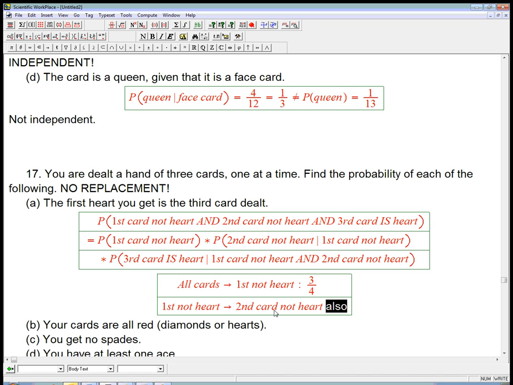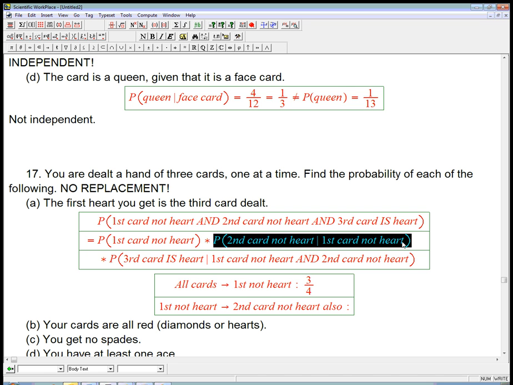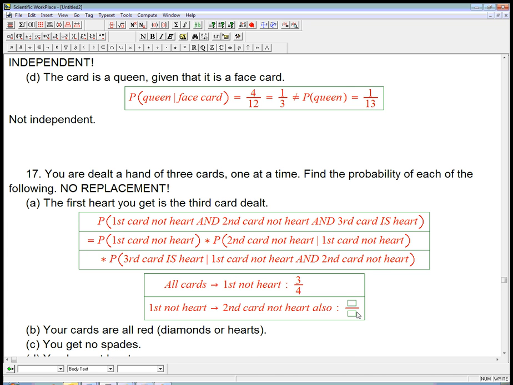Ooh, I don't really need to do that. Okay, so that's this guy. We've got a 3/4 probability for the first card not to be a heart. Given that, we want to find the probability that the second card is not a heart as well. Now this is where it gets a little tricky. One of the cards has already been dealt. This was really a 39 out of 52. I probably should have done it that way. 39 non-heart cards out of 52 total.